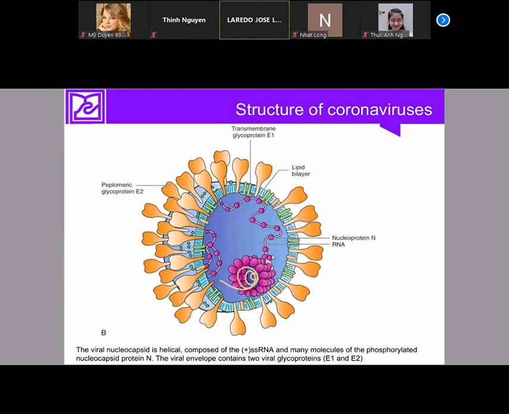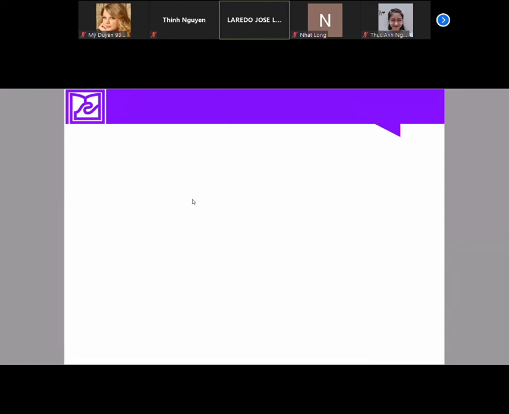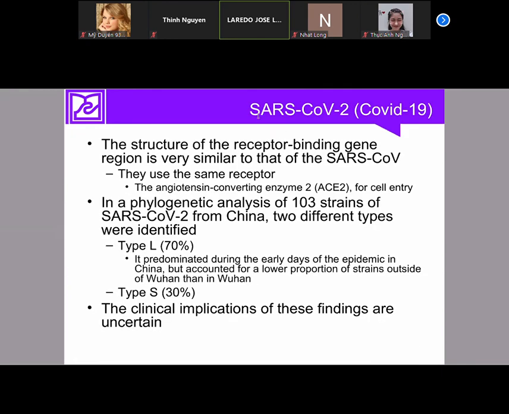Well, this is the structure of all coronaviruses, okay? This picture that I show you is for all coronaviruses, the old coronaviruses and the new coronaviruses. So we are not going to explain specifically the structure of the new coronavirus. What about the new coronavirus?